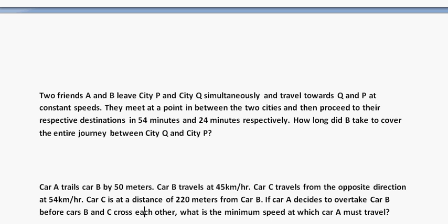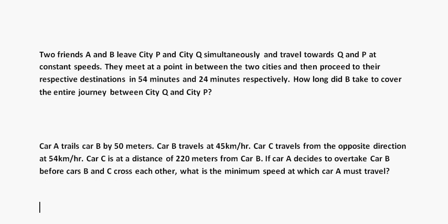Now let's go to the last question of this session, which says car A trails car B by 50 meters. Car B travels at 45 kilometers per hour. Car C travels from the opposite direction at 54 kilometers per hour. Car C is at a distance of 220. So there is a lot of information. You might be confused with this information, so try to break it down by making a diagram. If car A decides to overtake car B before car C and B crosses each other, what is the minimum speed at which A must travel, right?